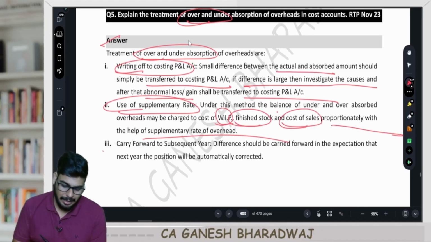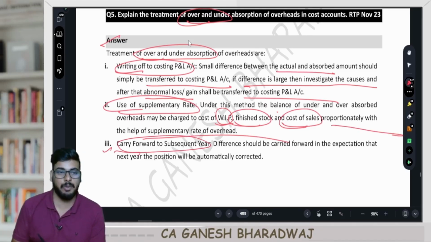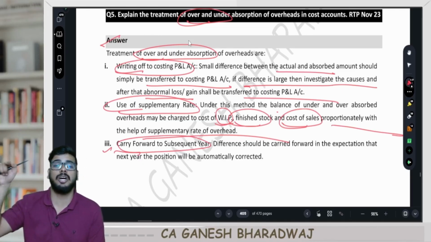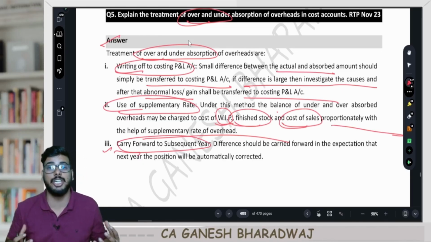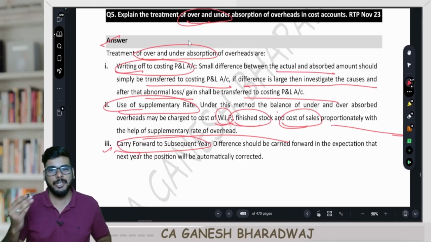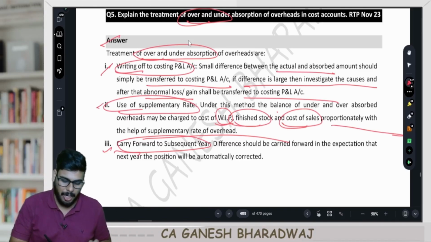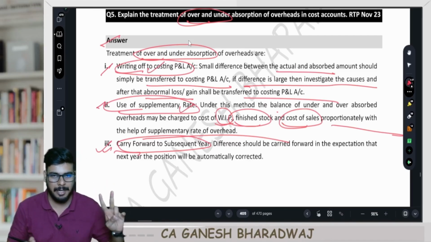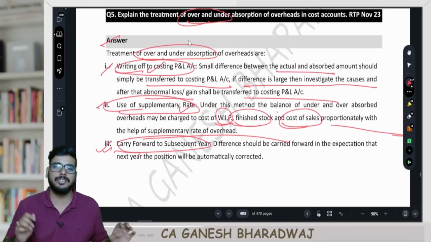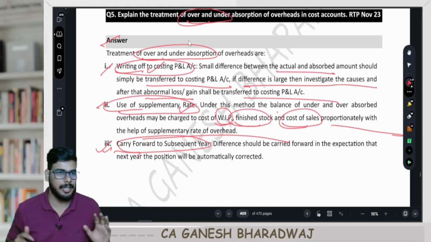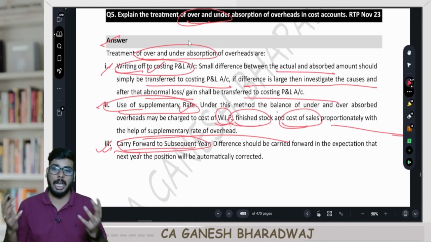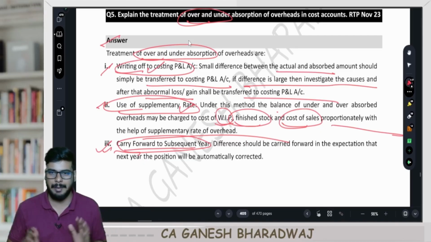And there is a third method called carry forward to the subsequent year. This I will cover when we are doing the cost accounting system chapter. We will be seeing journal entries. Every single thing, journal entries. There only, if I tell you, you will be able to understand. So there are broadly 3 methods, but we saw only 2 methods, right? Writing off to the P&L and use of supplementary rate. There is also a third method, that is do nothing. Do nothing, literally. You need not do anything. That is carried forward to the next year. What it is and all, we will be seeing along with the ledgers. If I explain, only then you will be able to understand.